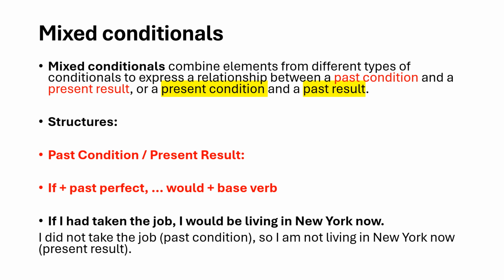Number 1, past condition and the present result. The structure would be if plus past perfect plus would plus base verb. For example, if I had taken the job, I would be living in New York now. I did not take the job. This is the past condition, so I am not living in New York now. That is the present condition.